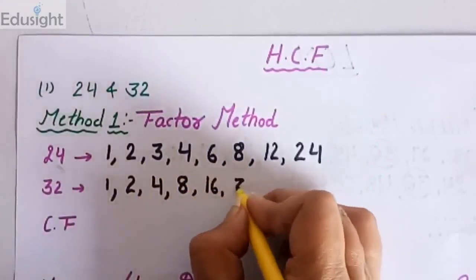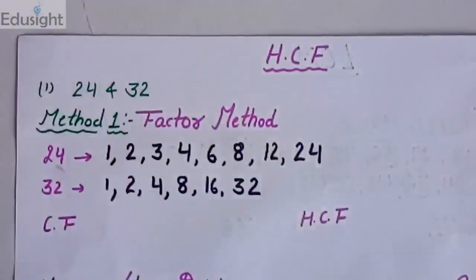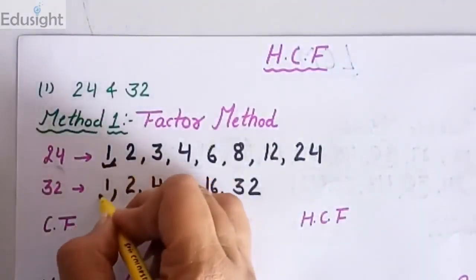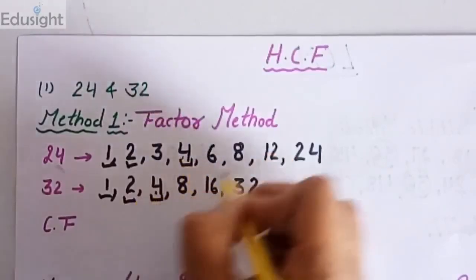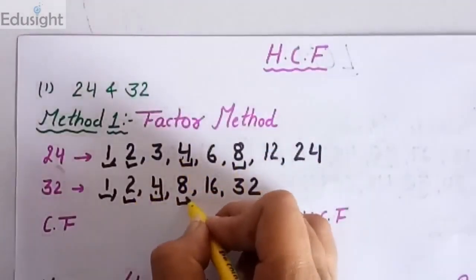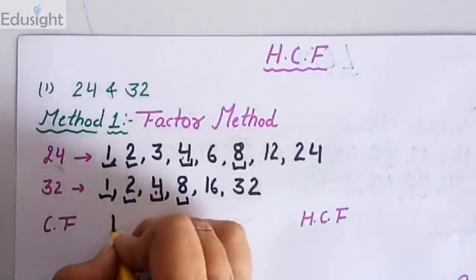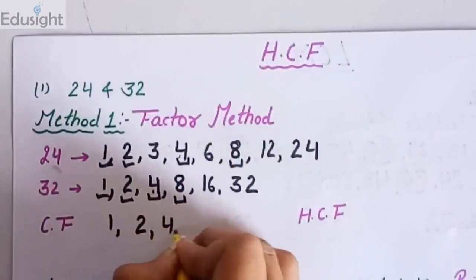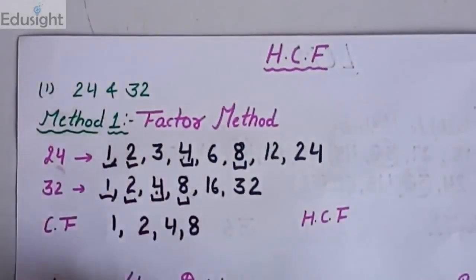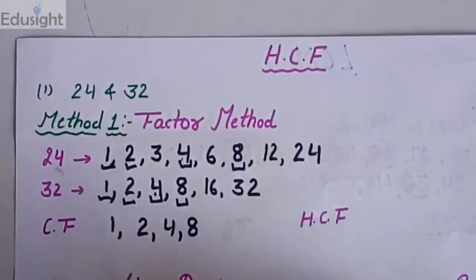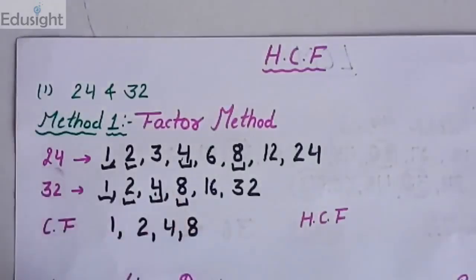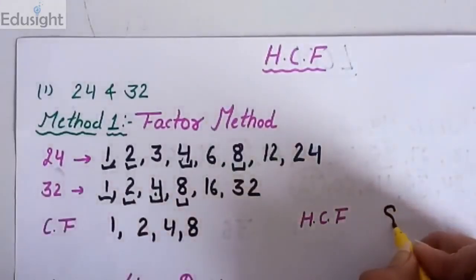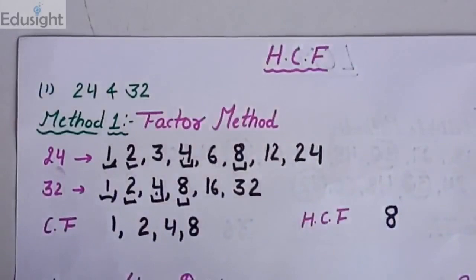So now find out some common factors. 1, 2, 4 and 8. These are all the 4 common factors. Write down here 1, 2, 4, 8. Now HCF means highest common factor. That means the term which is the greatest among these common factors. So 8 is the greatest. That means the HCF of 24 and 32 is 8.